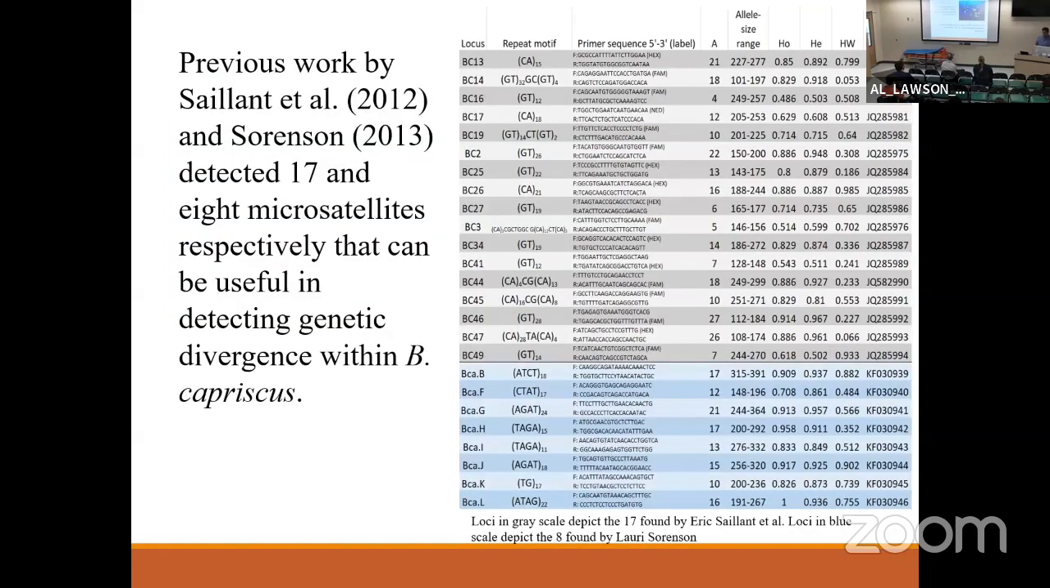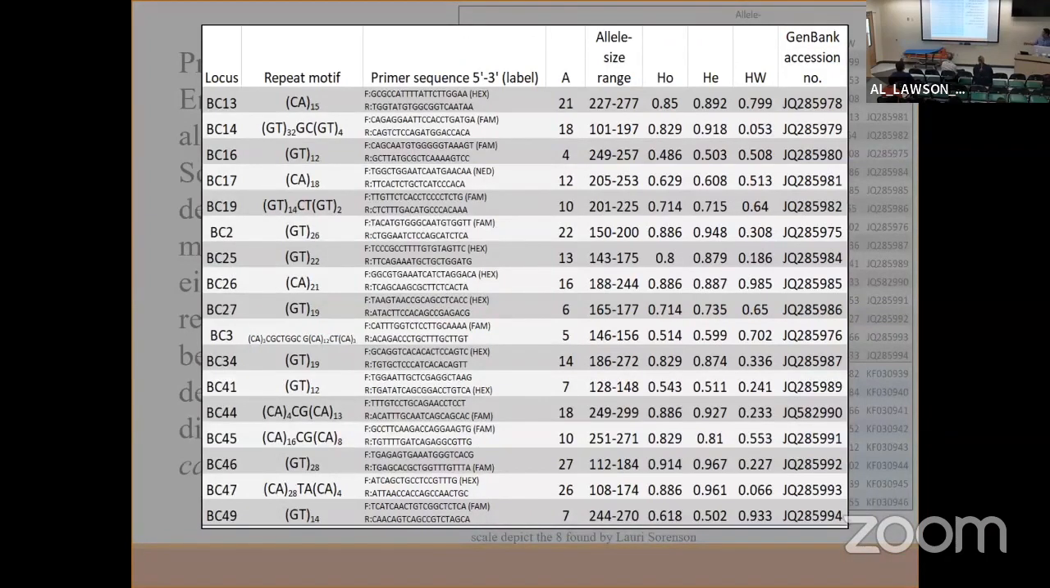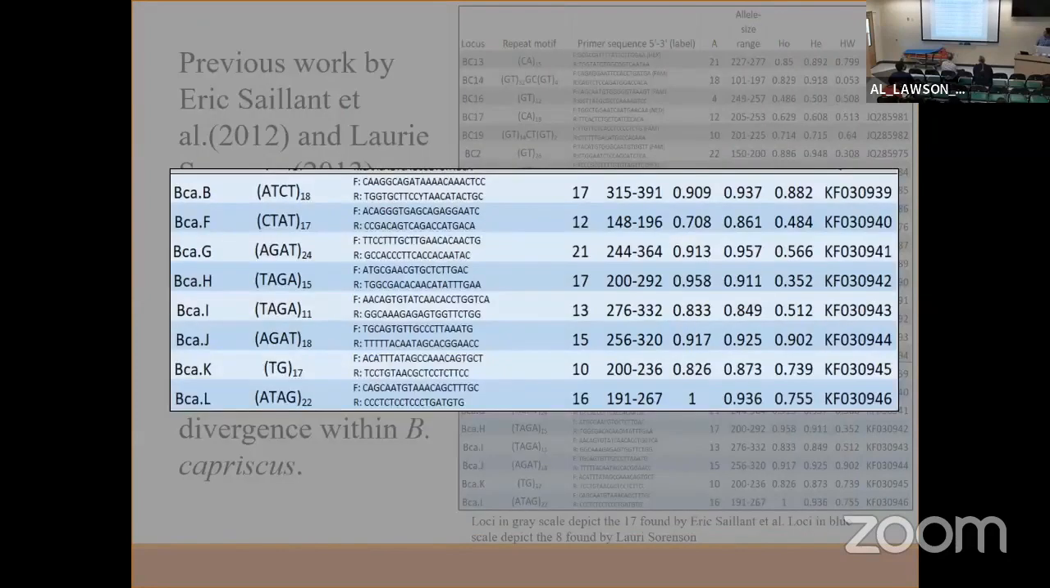As mentioned about previous work, Salient was the one to do the large study. He created these 17 microsatellites, which are depicted in the grayscale. We ended up finding another paper by Sorensen, which would be in blue scale, where she detected 8 more microsatellites that would be useful for detecting that divergence in genetic material. Just a larger size, that way you can get a better idea of what those were. So this is Salient, and right here would be Sorensen.